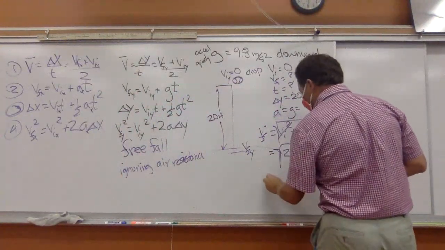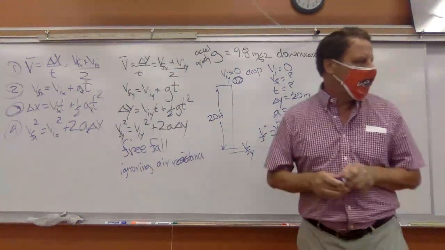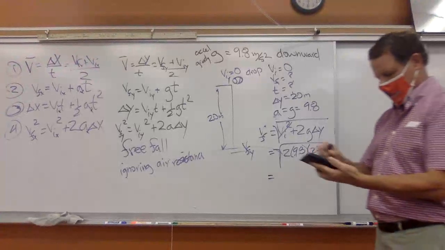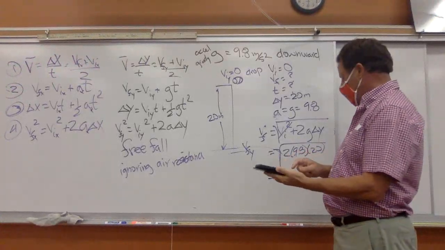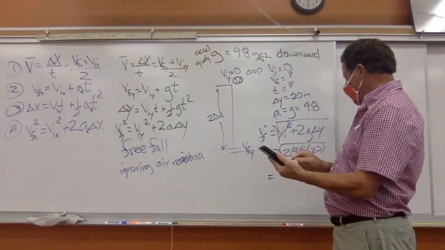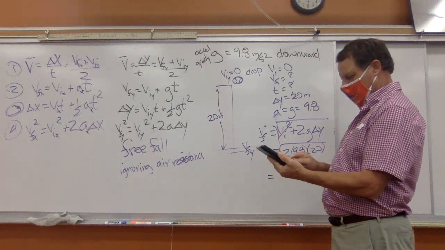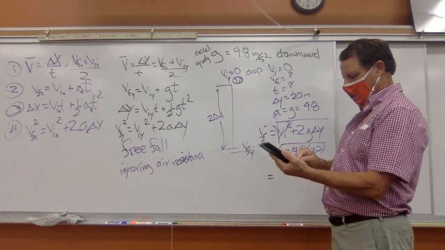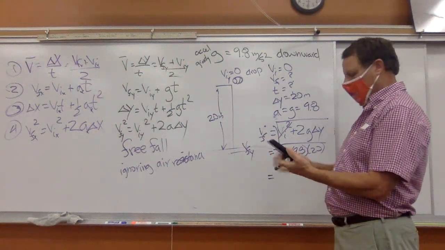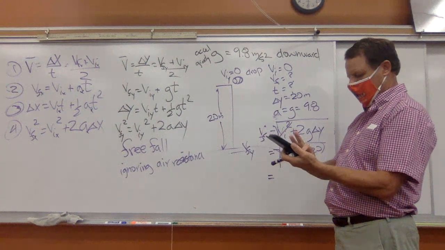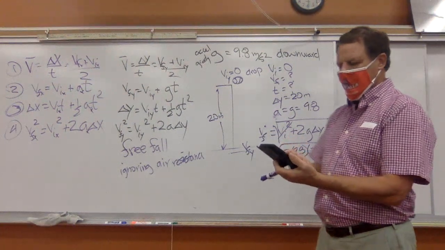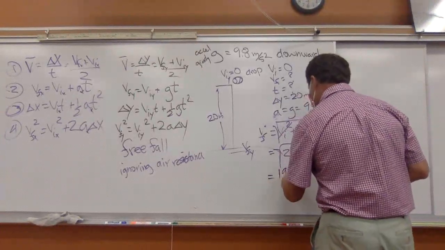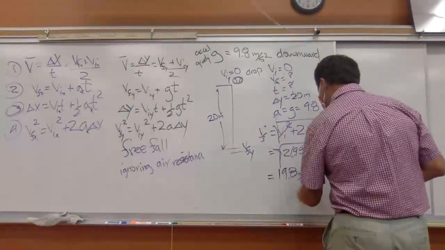So if we take our calculator here, 9.8 times 2 times 20 is going to equal to 392, and we're going to take the square root of that, and we're going to get 19.8. Okay, so our velocity is 19.8 meters per second.